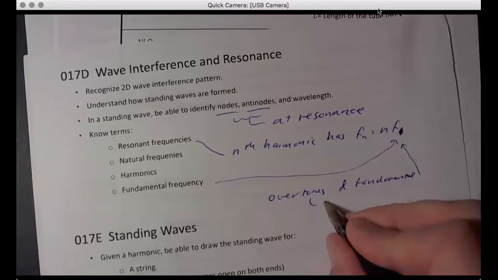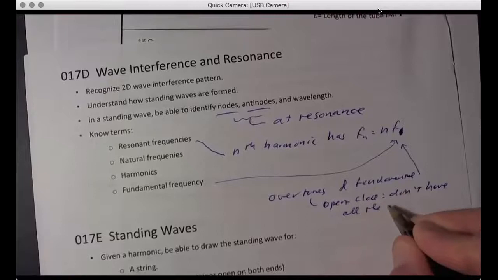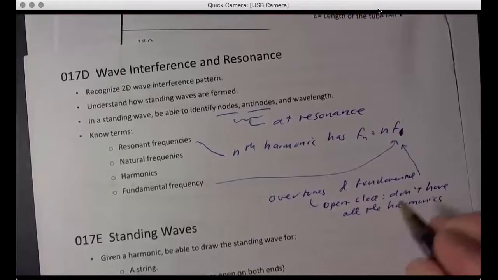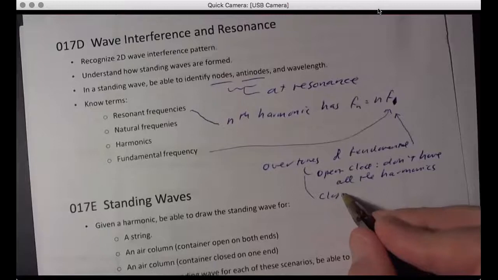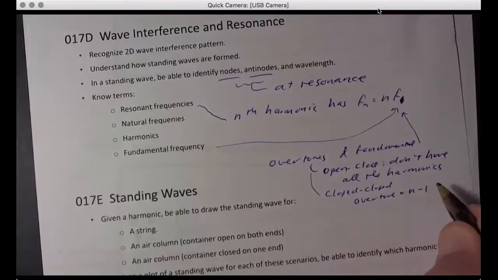sometimes open, close. You don't have all the harmonics. And closed, you have overtone is equal to n minus one.